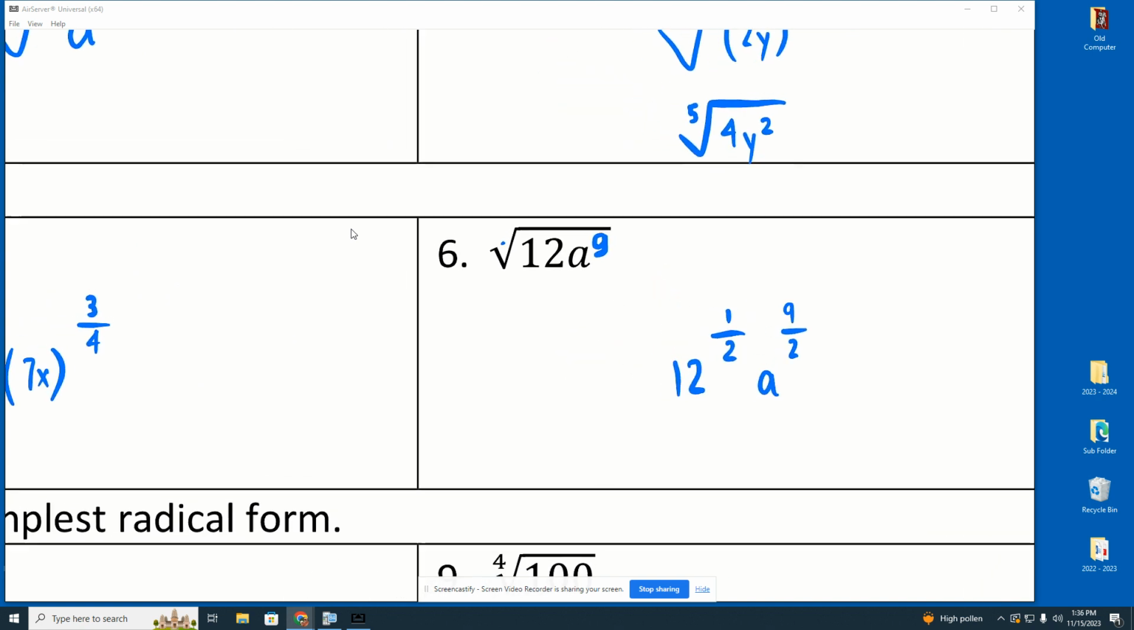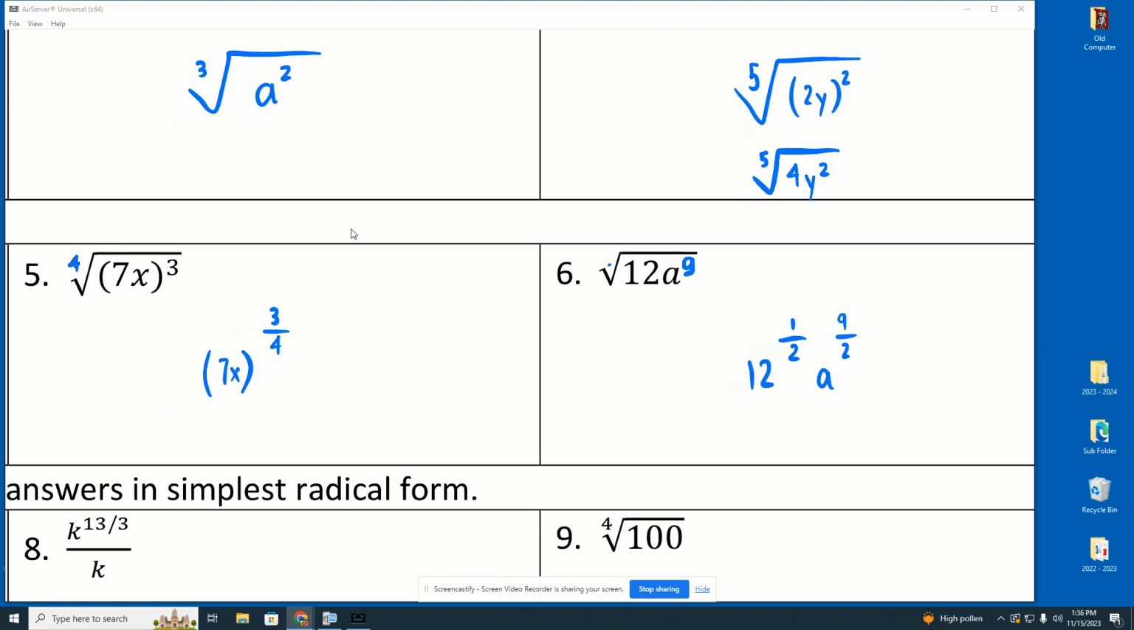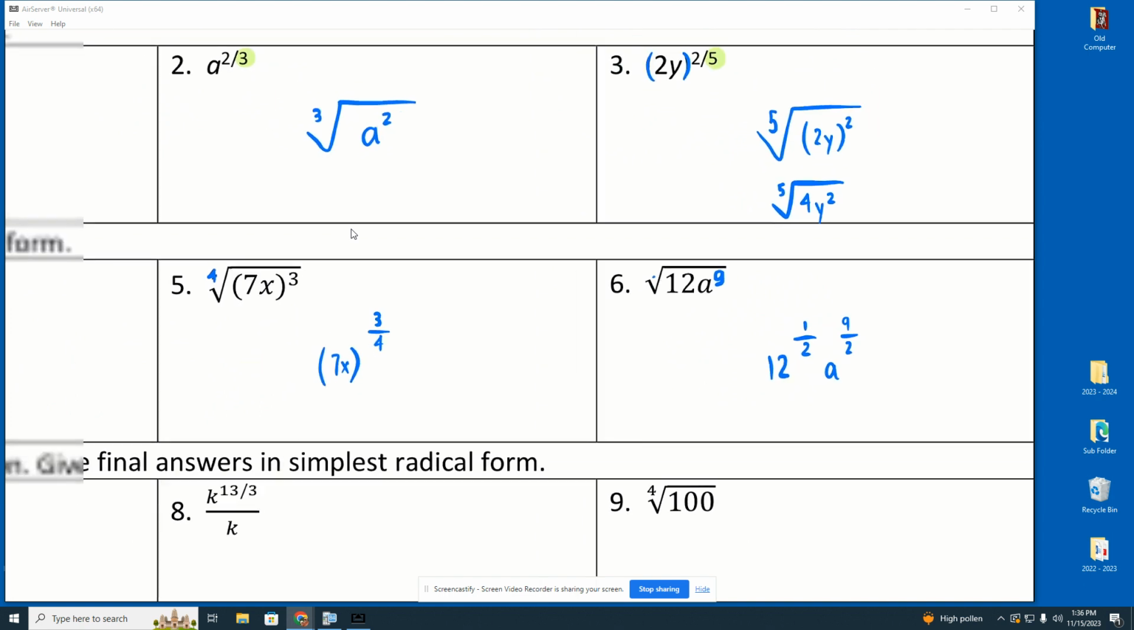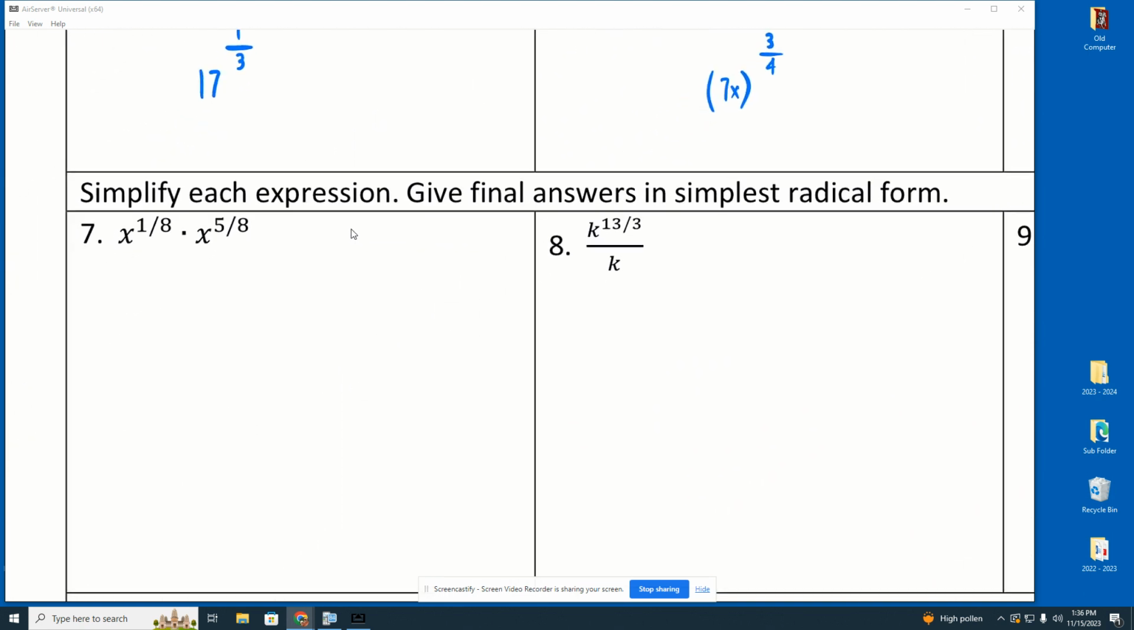Where I didn't on number 5, I'm going to do that on number 6 because they're not both being raised to the same power. I hope that makes sense. All right, so very simple stuff. Hopefully you guys are able to knock that out, no problem.